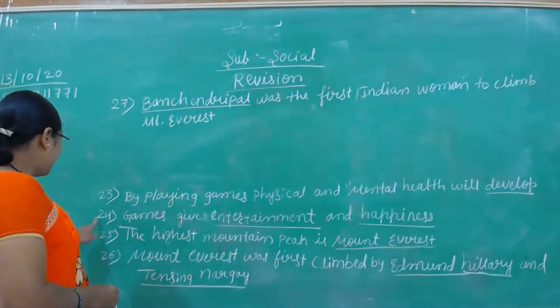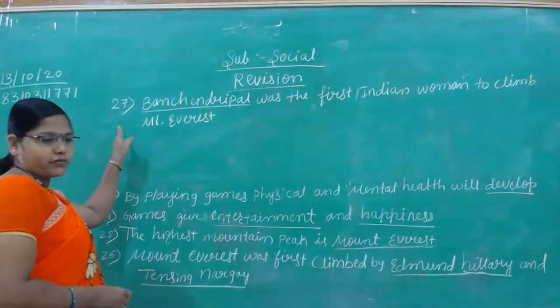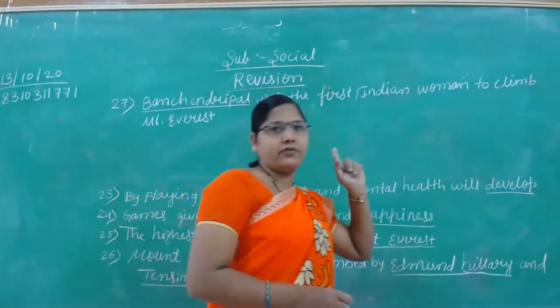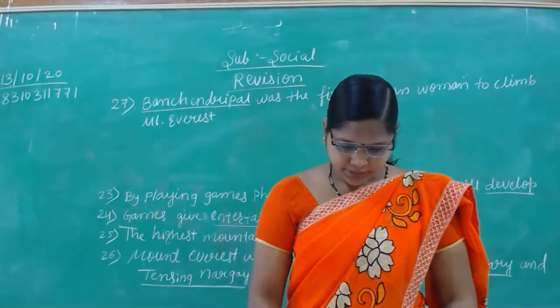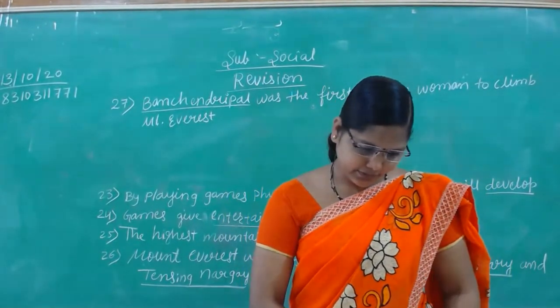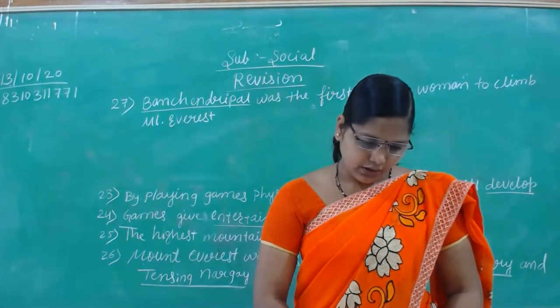Questions 1, 2, 3, 4, 5. These 5 community games fill in the blanks are over. Next, agriculture lessons. Fill in the blanks are 5.